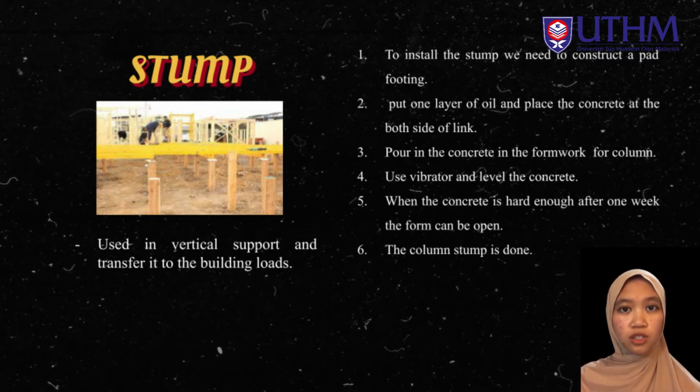Before we start to construct a stump, the pad footing has to be established first together with the formwork. After that, the formwork for the stump will be installed. To install the stump, put 1 layer of oil and place the concrete at both sides of the link. Pour in the concrete for the column. Use a vibrator and level the concrete. When the concrete is hard enough, the form can be opened.